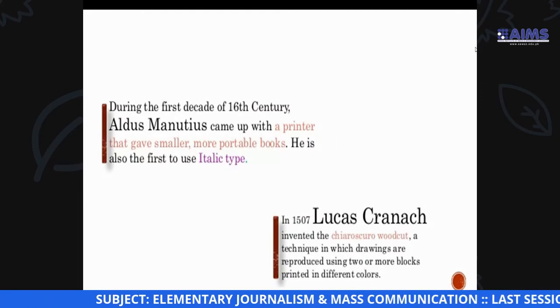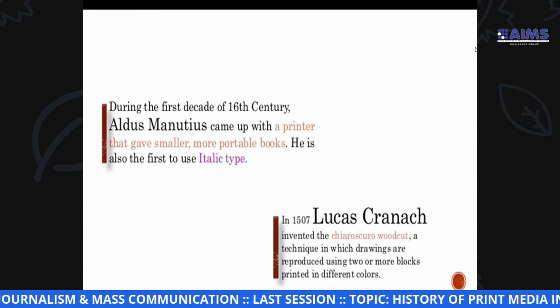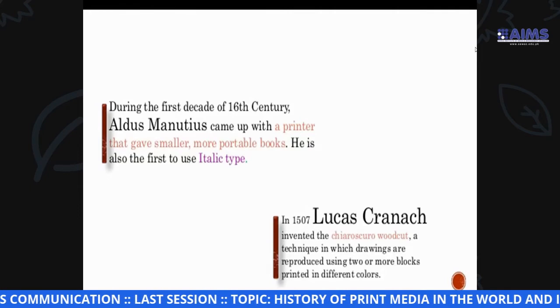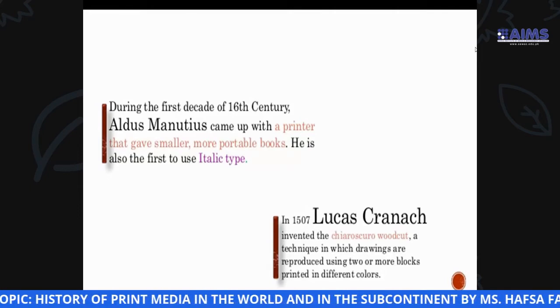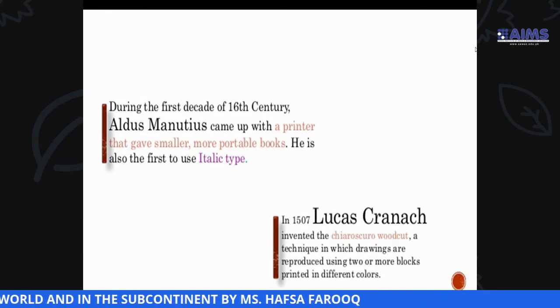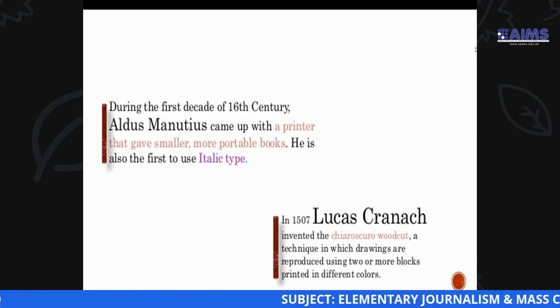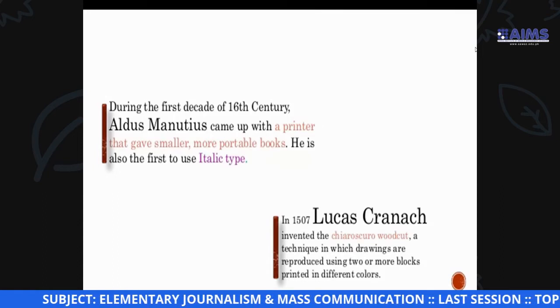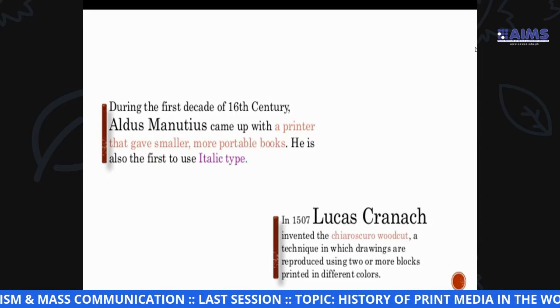During the first decade of the 16th century, Aldus Manutius came up with a printer that gave smaller, more portable books. He is also the first to use italic type. In 1507, Lucas Cran invented the chiaroscuro woodcut, a technique in which drawings are reproduced using 2 or more blocks printed in different colors.